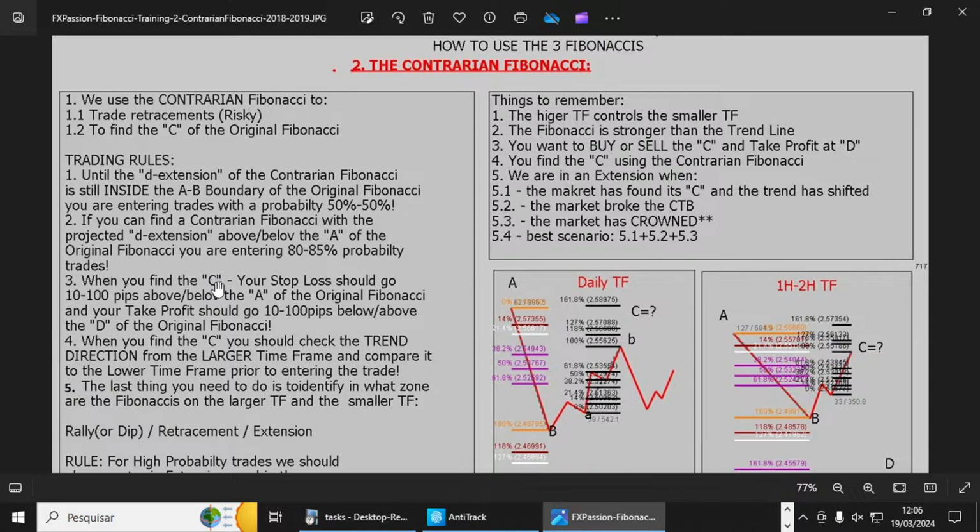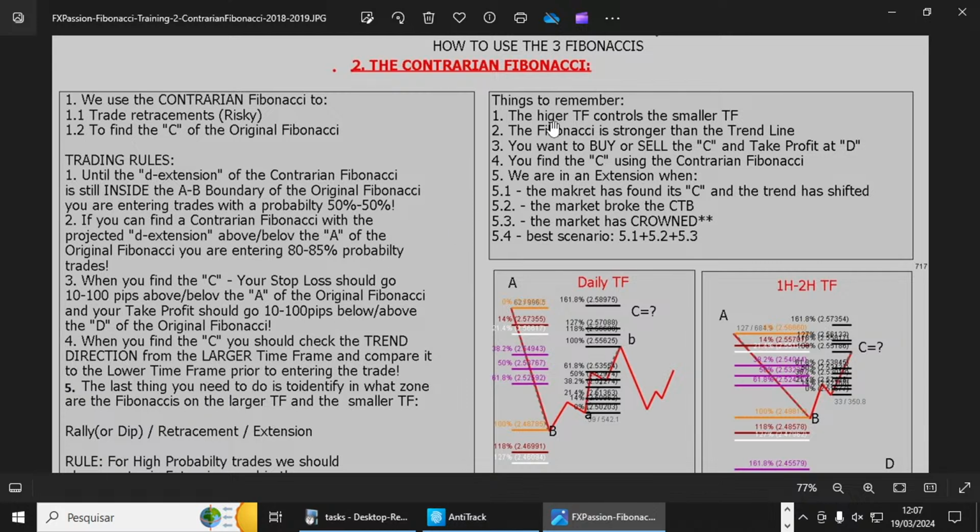When you find the capital C, your stop loss should go 10 to 100 pips above or below the A of the original Fibonacci, and your take profit should go 10 to 100 pips above or below the D of the original Fibonacci. When you find the C, you should check the trend direction from the larger time frame and compare it to the lower time frame. These are called alignments. Remember, alignments. The last thing you need to do is identify in what zone the Fibonaccis are on the larger time frame compared to the smaller time frame.